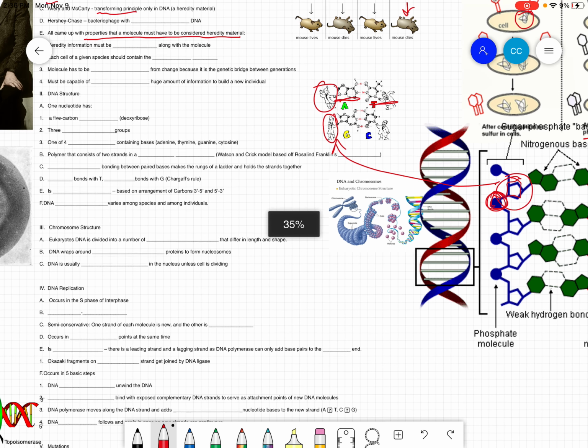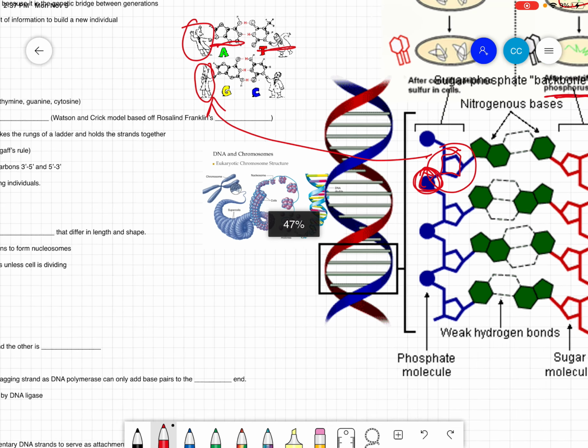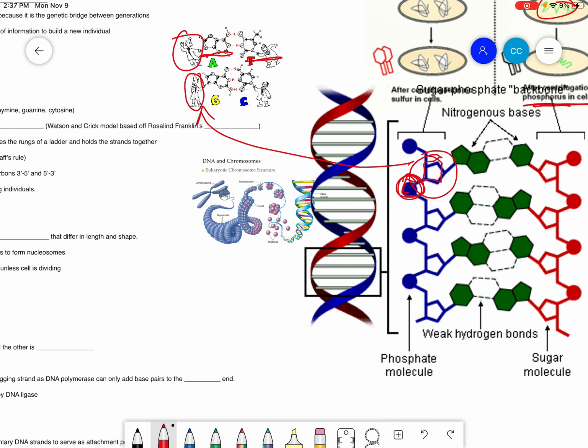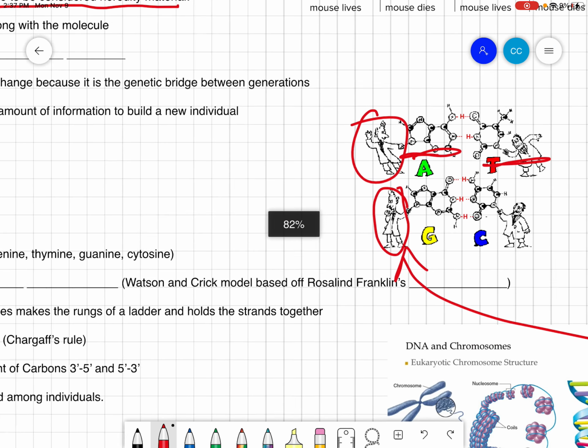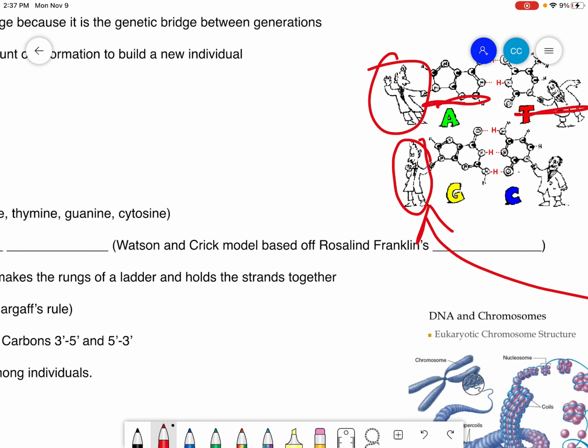And then one of 4 nitrogen containing bases, which are adenine, thymine, guanine, and cytosine. So depending on which base you're looking at, A pairs with T, C pairs with G, and they will either make 2 bonds or 3 bonds in between them. C and G both make 3. These little dots are hydrogen bonds represented here and here. And then A bonding with T makes 2 hydrogen bonds, and you can also see that in this picture here.